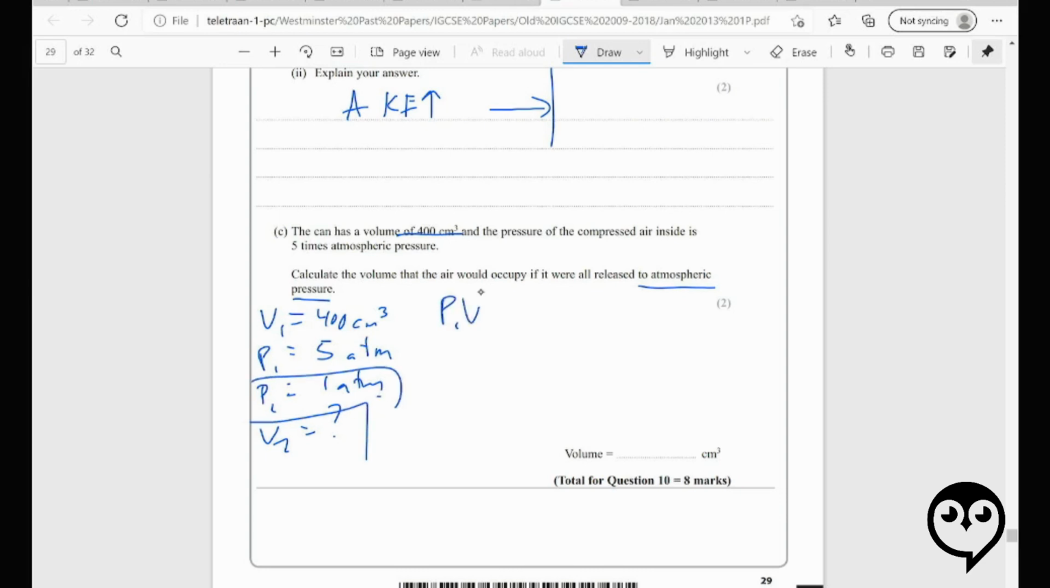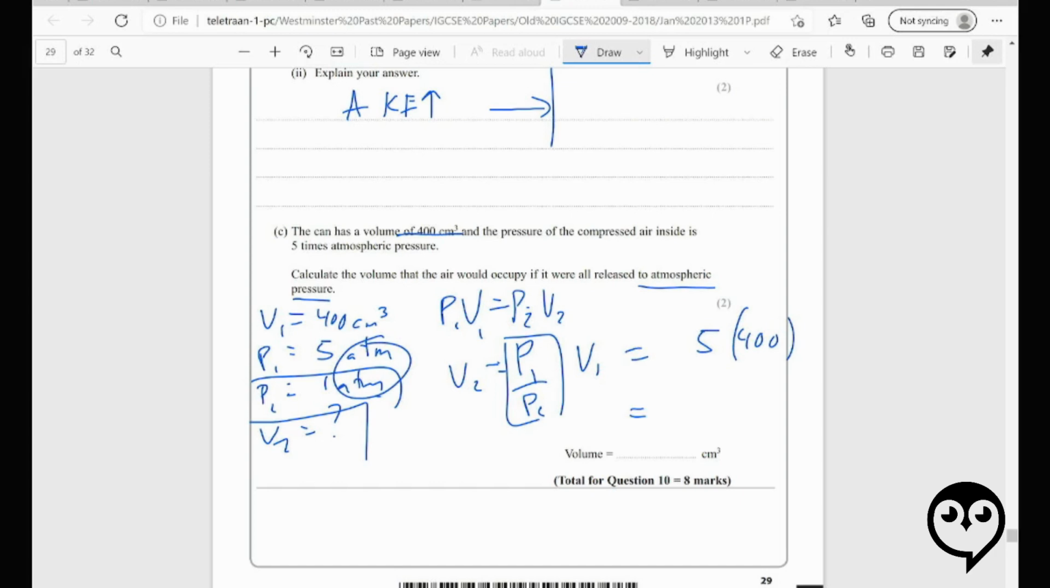Okay, so you've got your Boyle's law, P1 V1 equals P2 V2. We're solving for V2. That's going to be V1 times a ratio. P2 is going to go down to the bottom. There's my little ratio. It doesn't matter what the units are. We'll just keep it in atmospheres. It's going to cancel out. That's basically going to be 5 times the 400, so that's going to be 2,000 cubic centimeters.